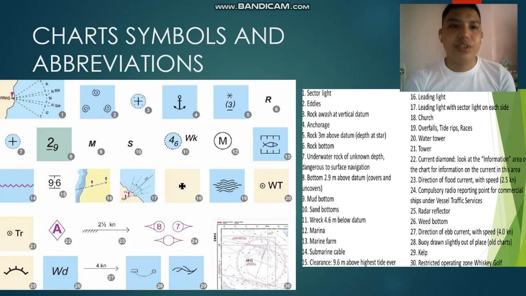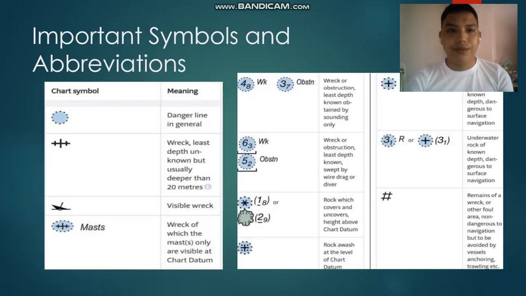Charts, symbols, and abbreviations. So as we see, number 1 is sector light, number 2 are ADs, number 3 rock awash at the vertical datum, number 4 is east anchorage, number 5 rock 3 meters above datum depth at star, number 6 rock bottom, and many others.